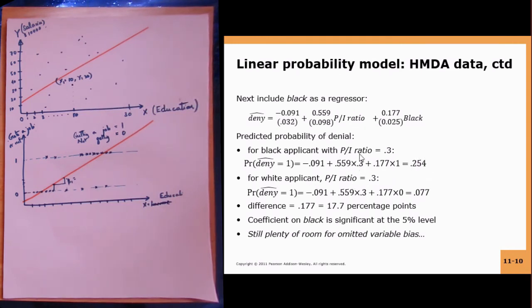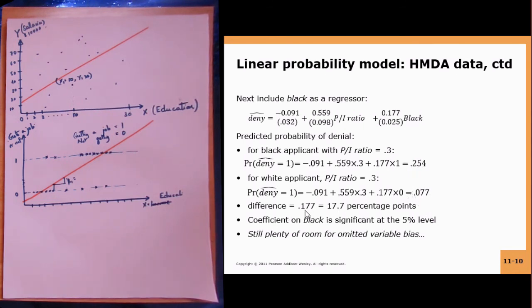Now you keep PI ratio constant at 0.3, and you look at the probability of denial for a person who is not black, not for a white person, but anyone who is not black. So here this PI ratio is kept constant at 0.3, and you substitute all the values, and you find that the probability of denial is 0.077. So if you were a black person, your probability of denial was 25.4%, and if you are not black, your probability of denial was 7.7%.